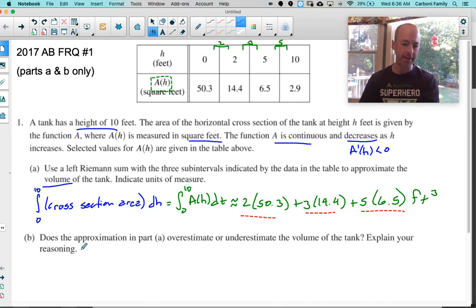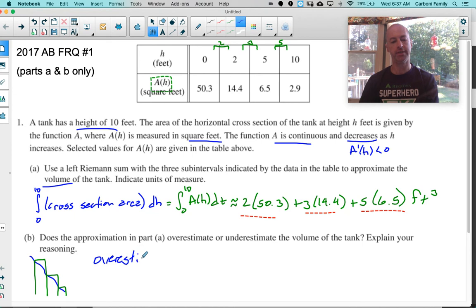And then for part B, the last part that I want to look at, is this an overestimate or an underestimate? And when you are doing Riemann sums, whether it's a left or a right endpoint, that overestimate or underestimate question is dependent on whether the curve is increasing or decreasing. And they do tell you right here that the function A is continuous and decreasing. So if you have a decreasing function and you approximate area under that using left-handed rectangles, those rectangles will always have more area than is contained by the function. And so this is an overestimate.